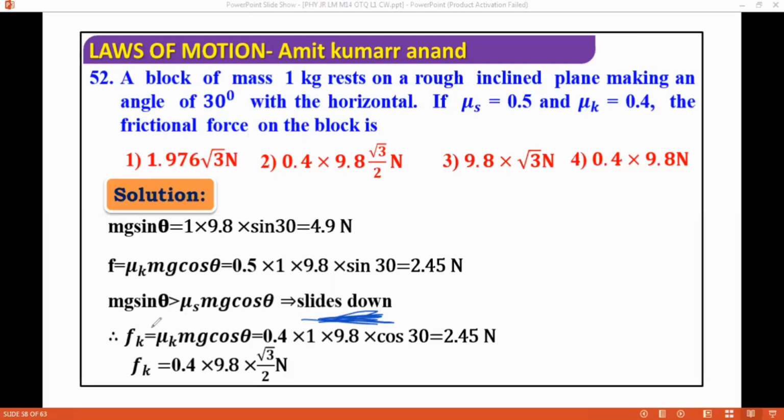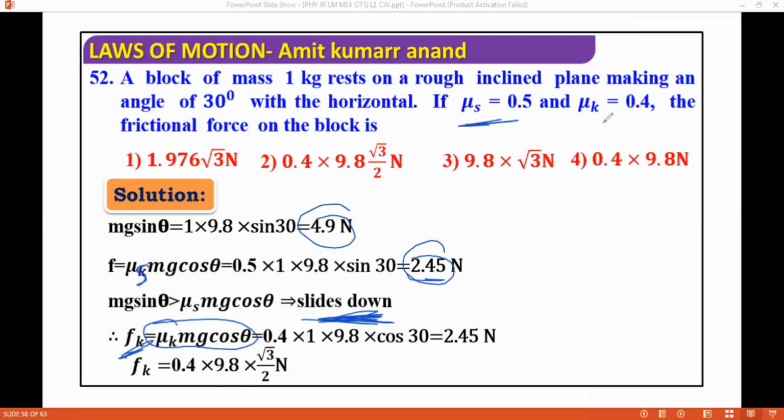From here, you can see the kinetic friction will come into the picture. What is the kinetic friction? μk mg cos θ. We already did this over here as well. This is μs; I calculated μs here. This is the limiting friction. Because mg sin θ is more than this friction, that is 4.9 Newton, it goes into motion. Then kinetic friction comes into the picture.